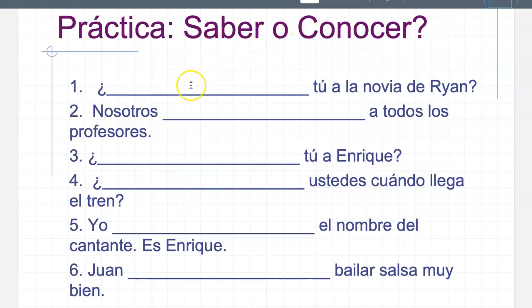For example, number 1, blank a la novia de Ryan. Novia is girlfriend. So, do you know Ryan's girlfriend? That would be the verb conocer, because we're talking about a person, in the tú form. ¿Conoces tú a la novia de Ryan? Is the correct answer for number 1. So that's where we'll leave off.